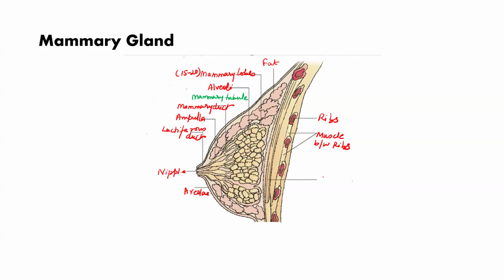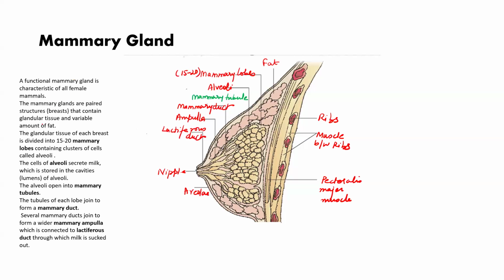And this is the pectoralis major muscle. So you can see here the NCERT theory also. The mammary gland is a paired structure which contains glandular tissue and fat. Glandular tissue is divided into mammary lobes which contain alveoli. Alveoli will secrete milk. Alveoli open into mammary tubules. Tubules will join the mammary duct which forms the ampulla and lactiferous duct, from where the milk is sucked out.